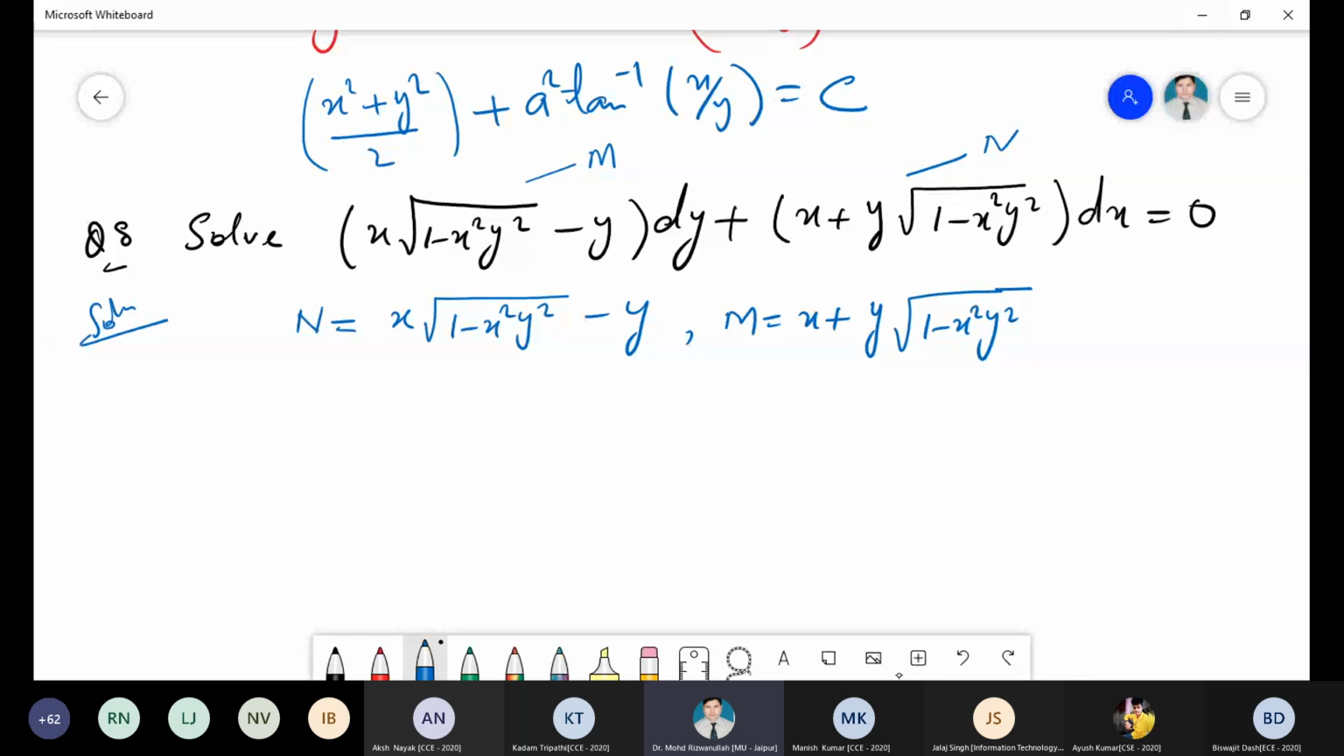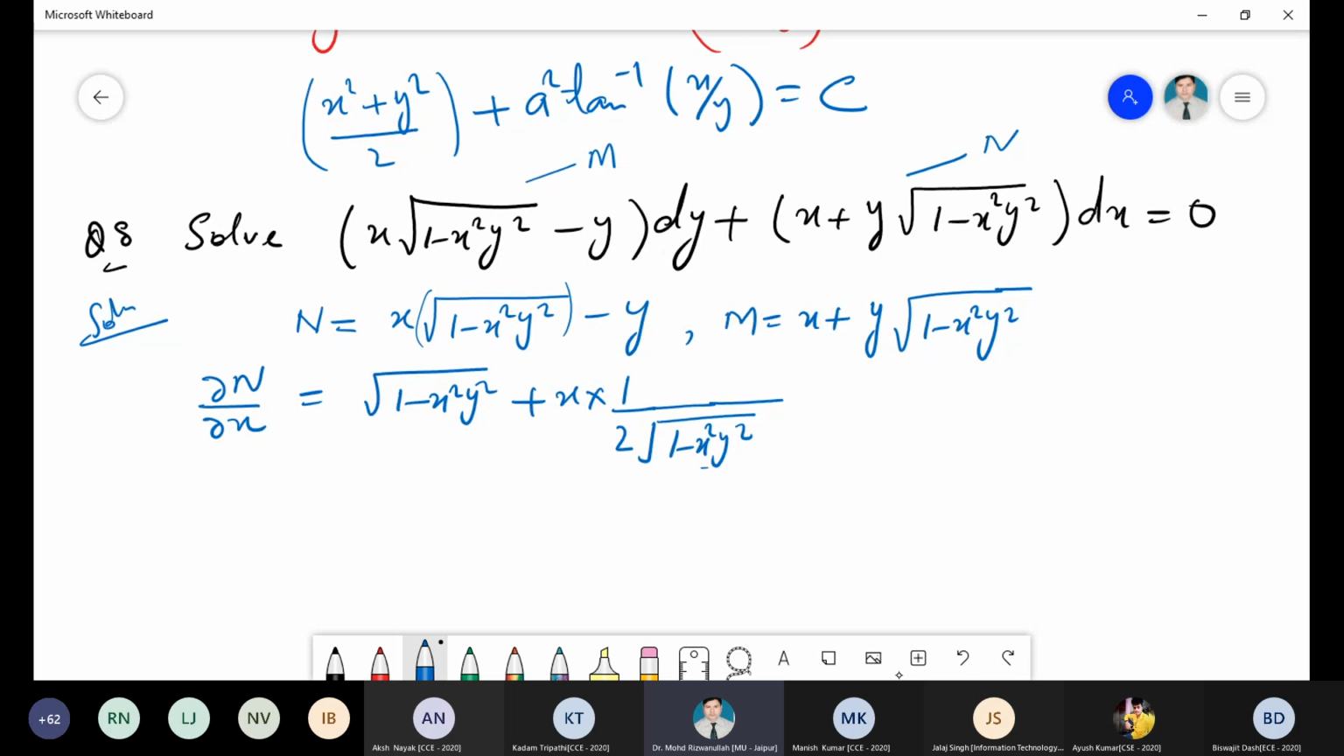Right, this is m, x plus y, and now you have to find del n upon del x. So using the product rule, differentiating x with respect to x gives 1, so you get 1 minus x square y square, then plus x into differentiating this term. When you differentiate the square root, it is 1 by 2 and then to the power minus 1 by 2, so this will be square root of 1 minus x square y square. Again differentiating this term, it will be minus 2xy square. Is it correct or not? Tell me.